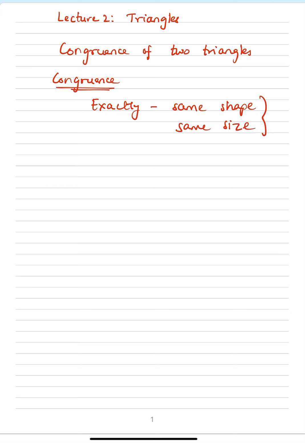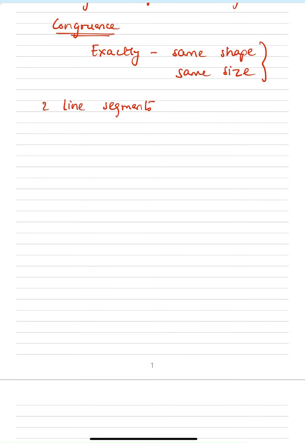So let us say, for example, there are two line segments. Now see, two congruent line segments means they have got the same length. So suppose AB is there and the other line segment is PQ. Now if I superimpose this PQ line segment on AB like this, PQ has the same length as AB, so we can say that line segment AB is congruent to line segment PQ.